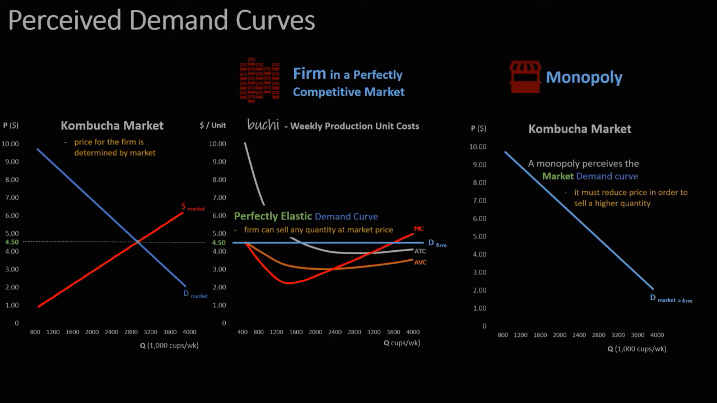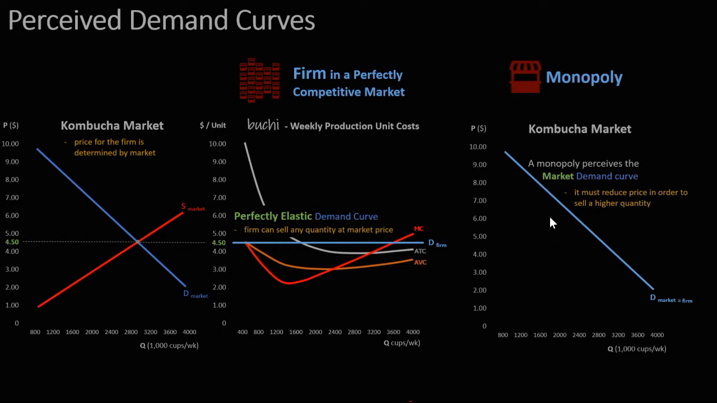Recall that a firm in a perfectly competitive market sees a perfectly elastic demand curve. That is, it can sell any quantity at that price. And so price also equals marginal revenue. Now, when we look to the monopoly, it perceives the market demand curve.